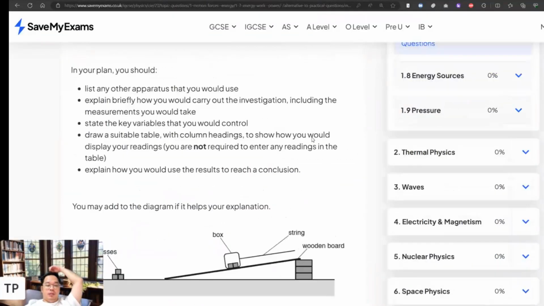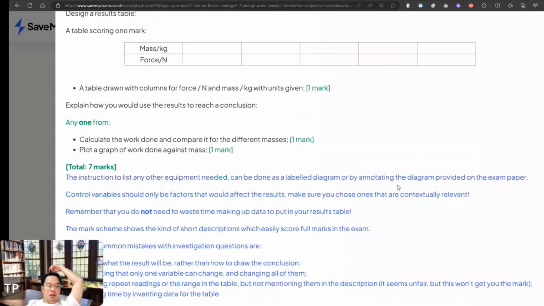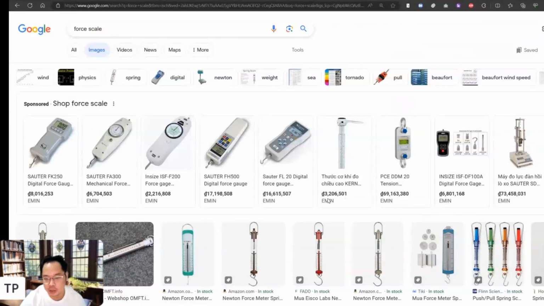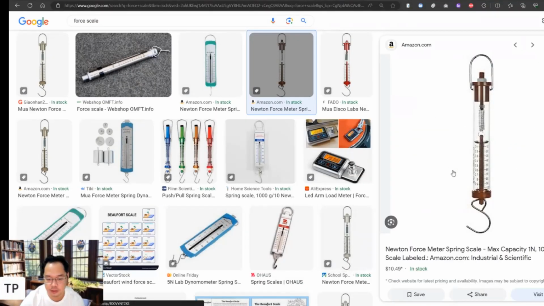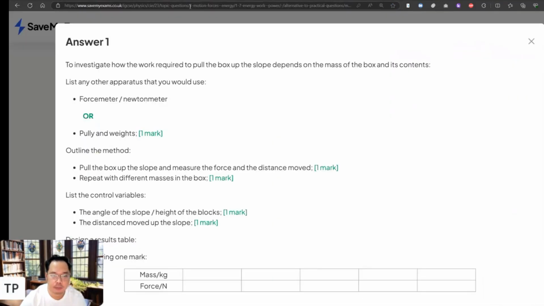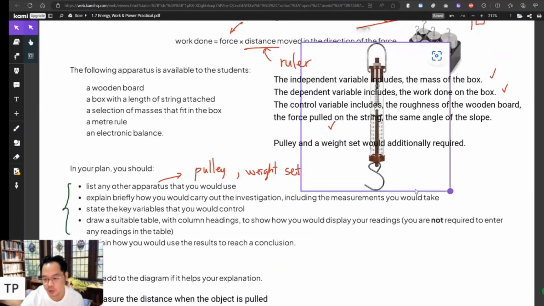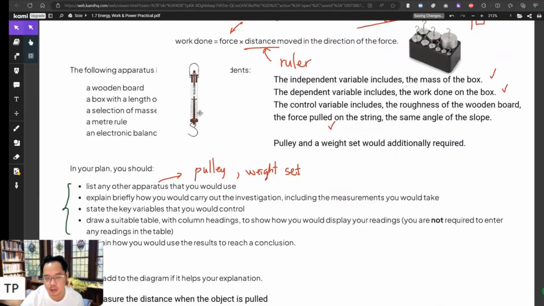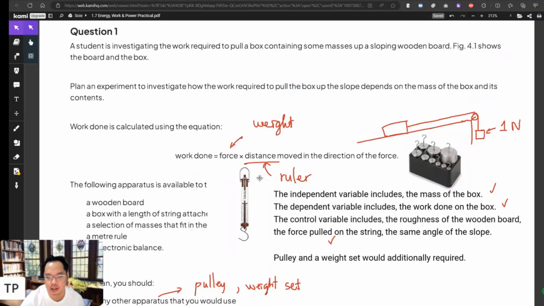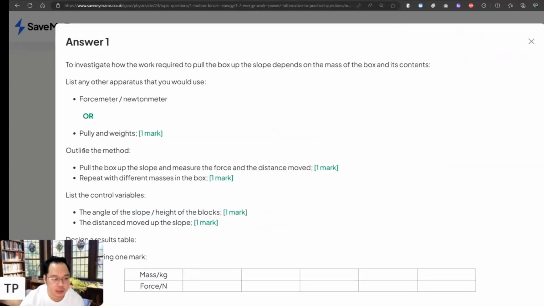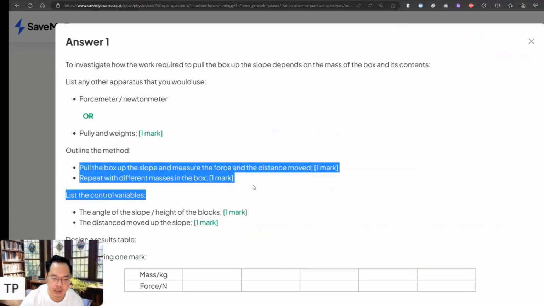Okay. Looking for the answer. This is a difficult question. According to the mark scheme, to measure the force, you need a force scale, force meter. Do you know that thing, the force scale? Normally in the school lab, you would use this force scale. But using this thing is a little bit difficult for this kind of experiment because it's hard for your hand to control to make the force the same. That's the reason why I suggest using the weight set here. Okay? That is another thing here. The force scale.